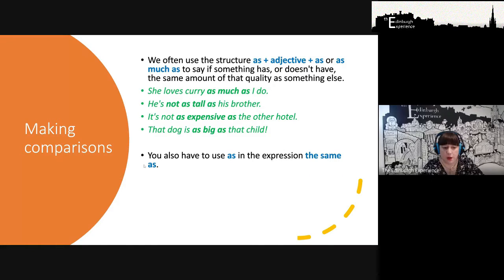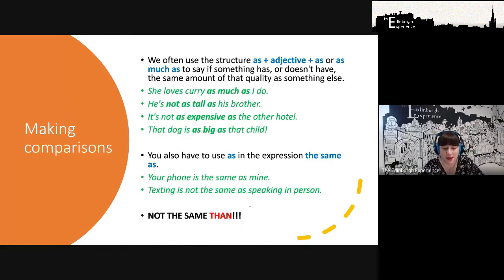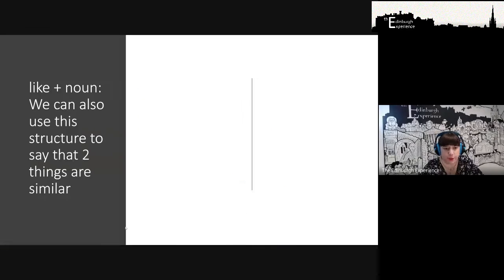And we also have the expression the same as, to say that something is equal, okay? So your phone is the same as mine. Texting isn't the same as in person. Please be careful because it is not the same than, which is a really common mistake that I hear all the time as well. Okay, so this does not exist. Yeah, the same as.